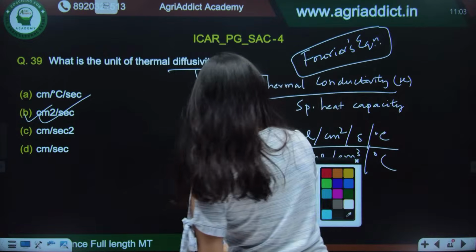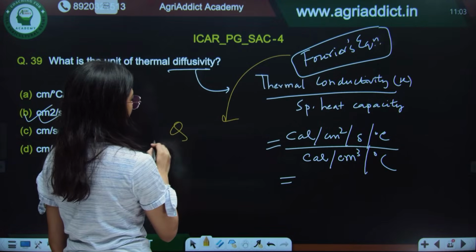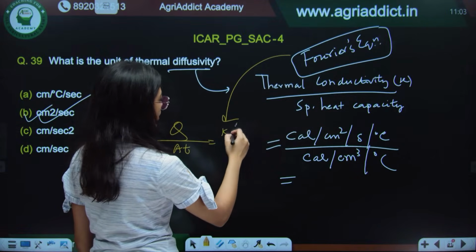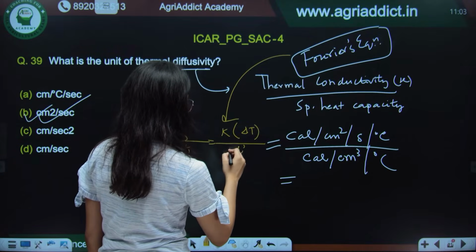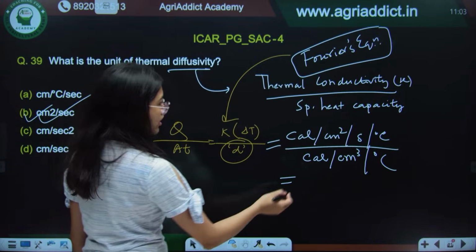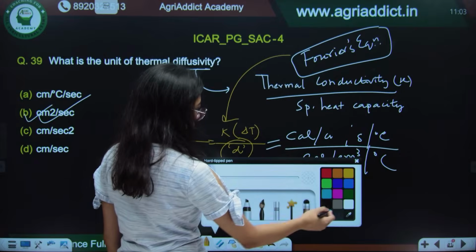So, okay, let me first explain what is Fourier's law. So, Fourier's law, we can write that Q by AT is equal to K, which is the thermal conductivity, into the temperature difference divided by D. D is the displacement. So, here actually it will not be centimeter square, it will just be centimeter.